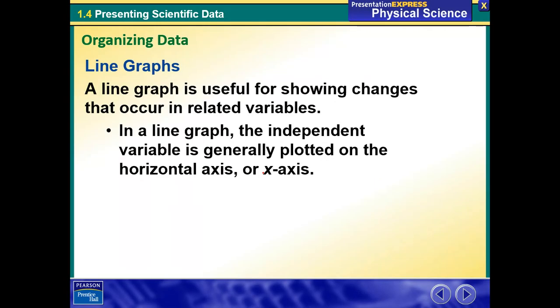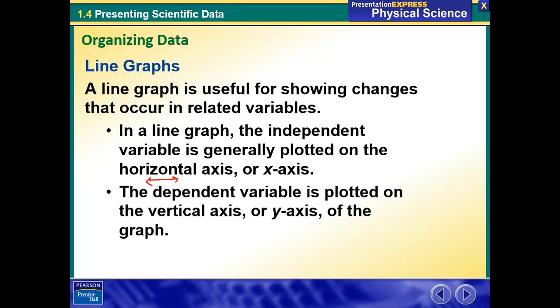On a line graph, your independent, again also known as your manipulated variable, is plotted on the horizontal axis, which we call the x-axis. Remember, horizontal means this is the axis that goes left to right. The dependent variable is plotted on the vertical axis or the y-axis. So this is going to be the axis that goes up and down. So again, if we have a graph, over here, this is going to be our independent, and then over here is going to be our dependent that's going to be plotted.